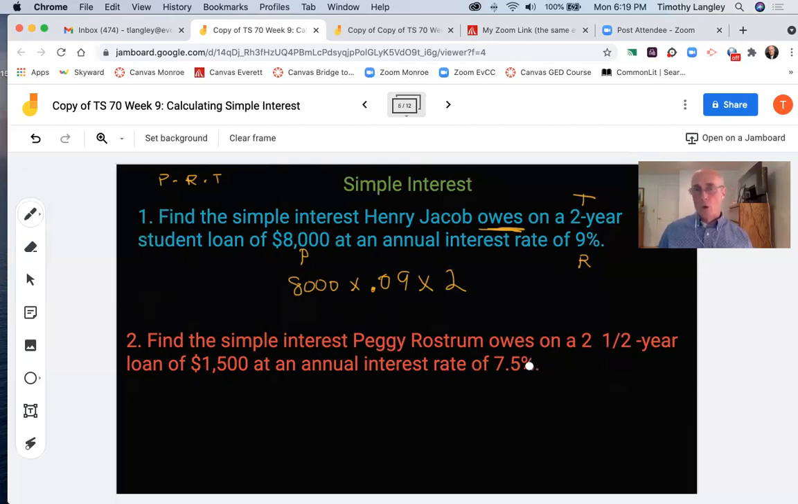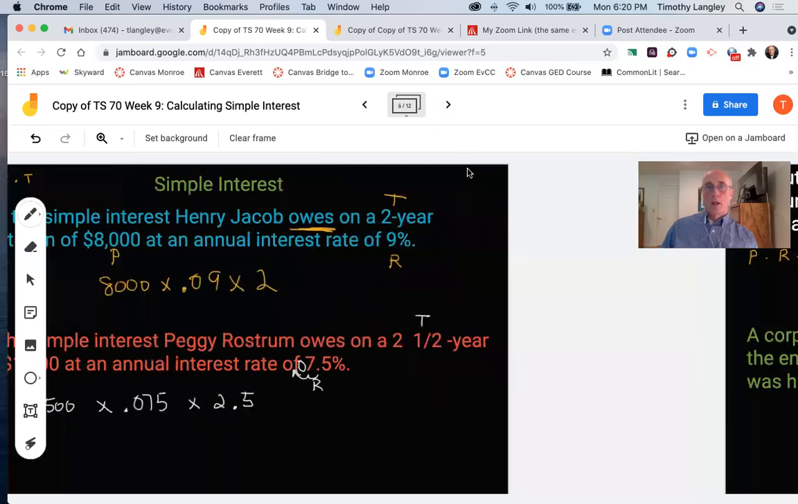Peggy Rostrom owes on a 2.5-year loan for $1,500 at an annual interest. This is the rate, this is the time, and this is the principal. Okay, $1,500 times the rate, 7.5% would be 0.075. And if you're asking how did I get that out of that, I moved it 2 places. 0.075 times 2.5 years. I could just do 2.5, okay? And that would be real sweet. Get her done. Let's move on.